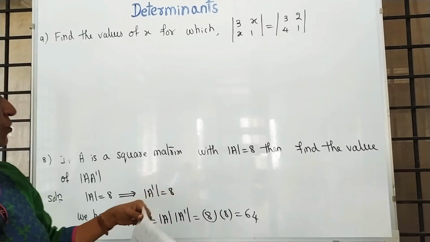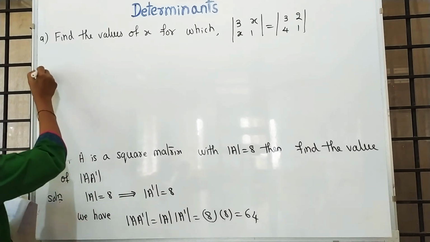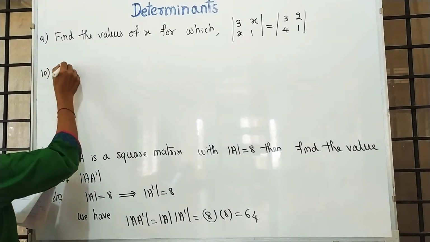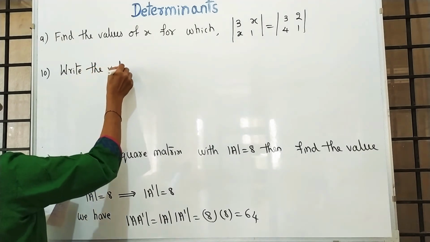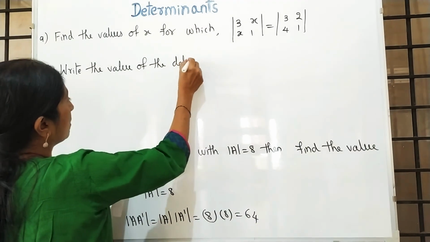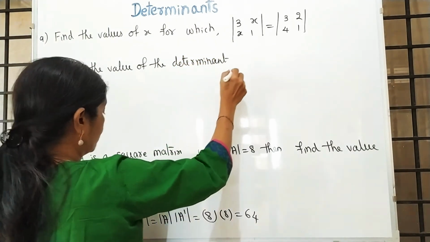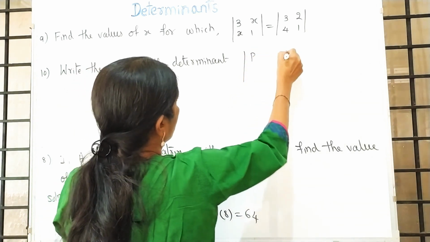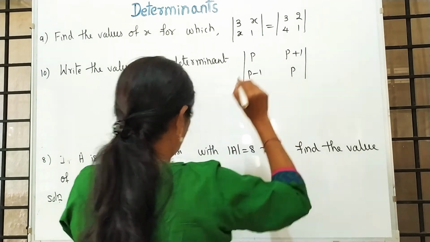Moving to the next question, that is the 10th one. Write the value of the determinant. This is P, P plus 1, P minus 1, P.